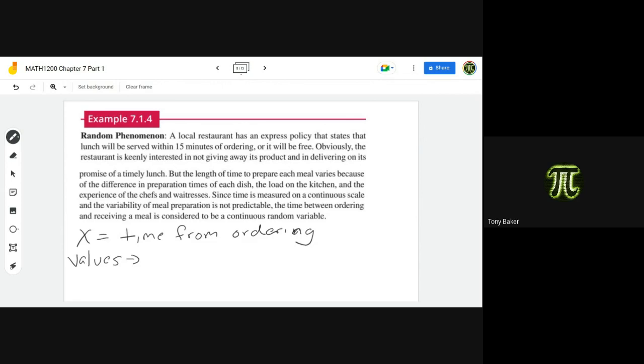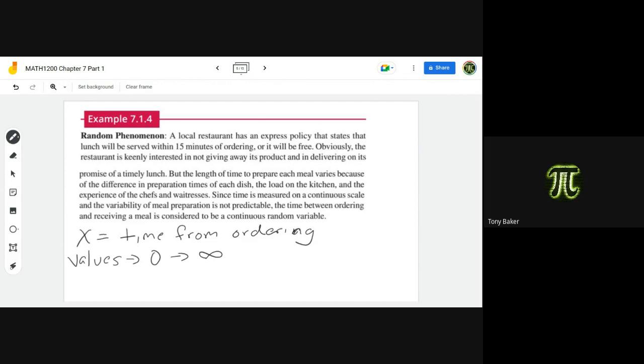Well, the time from ordering technically would be 0 to infinity because it could be as much time as you want, right? Could we go to 15 because at 15 then it'll be free? Now, this is where your variable and your values have to work together. Our variable is the time from order. Yes, after 15 minutes the order is free, but could the order come out in 20 minutes? Yeah. So 20 minutes would still work. That would be a possible answer.